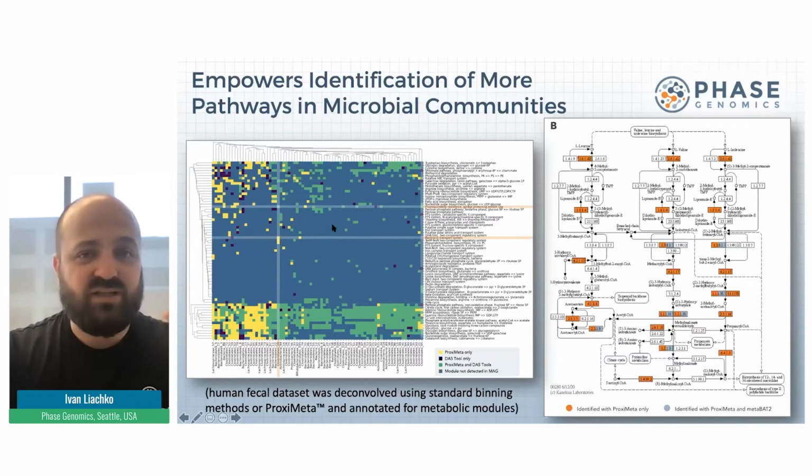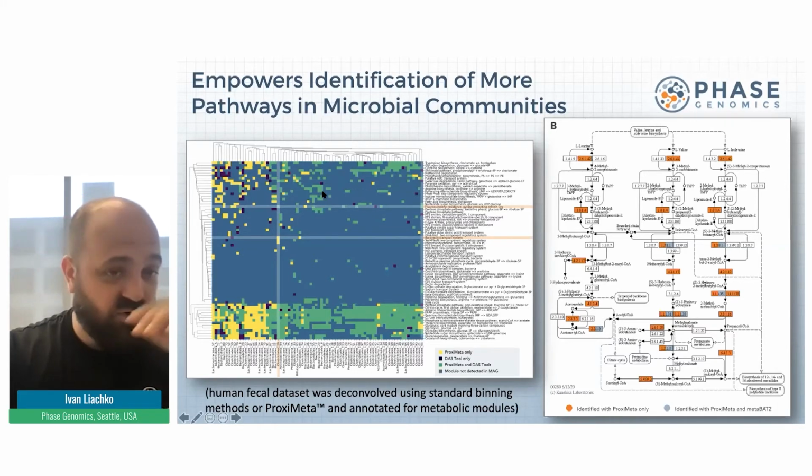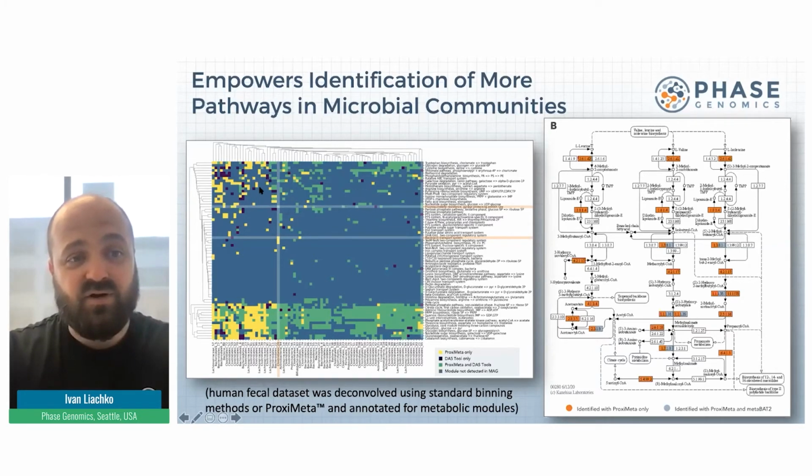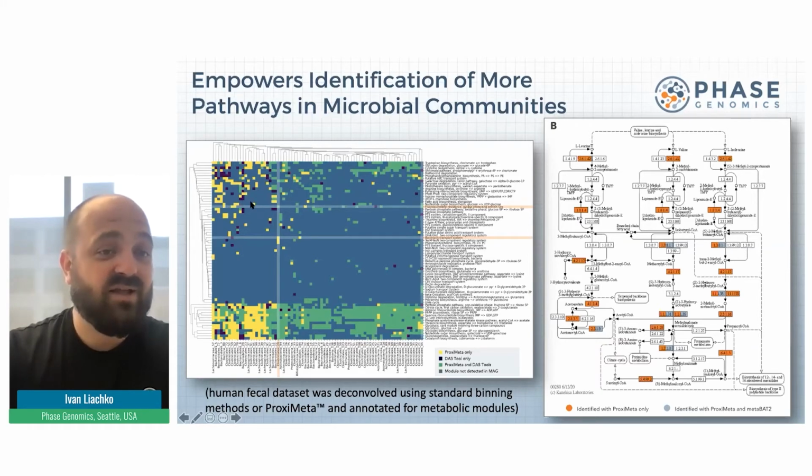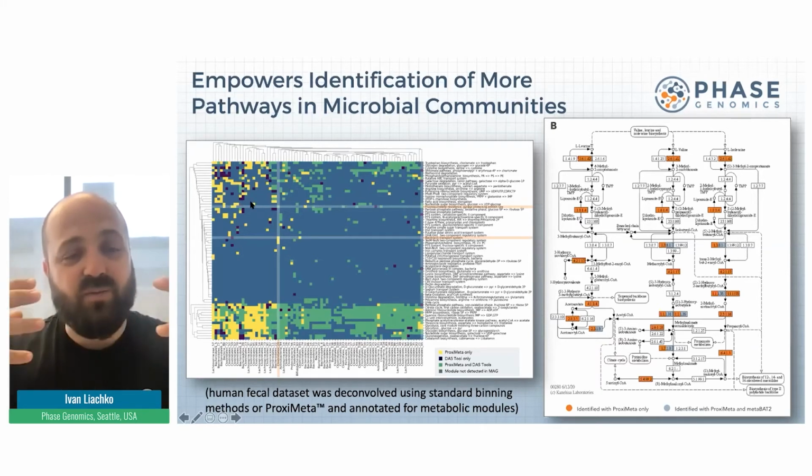Blue is if we don't find it in either, and green if we find it in both. And so one of the things you see here is that there are a lot more yellow than black dots, meaning that you're just getting a lot more biochemical information out of these when you process them with Proximeta.